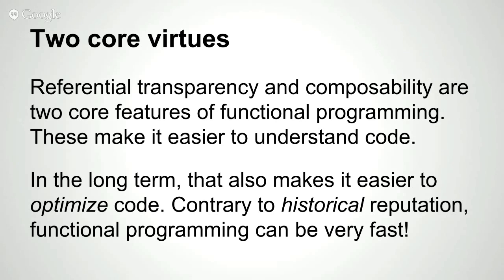So anyway, two of the core virtues of functional programming are referential transparency and composability. Referential transparency means that something returns the same output given the same input every time. And composability is the ability to put things together and not have grossly unexpected interactions.